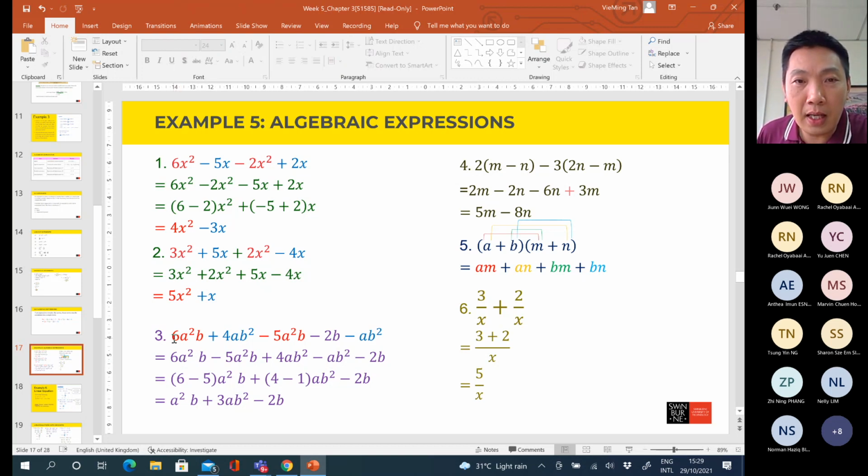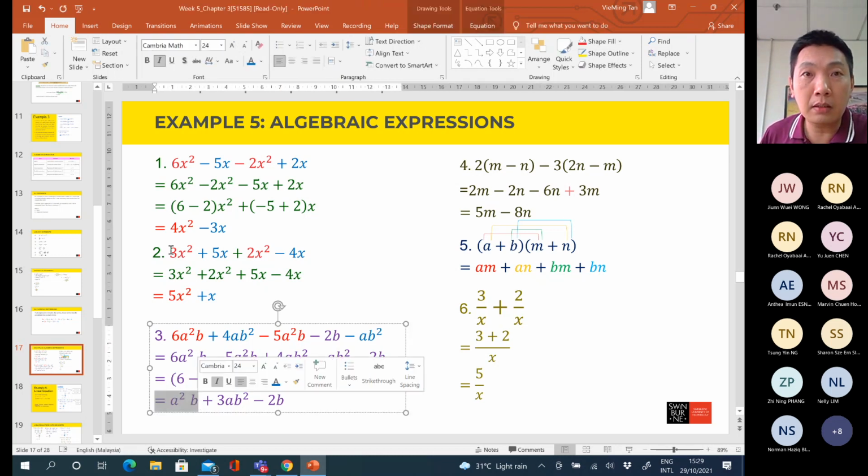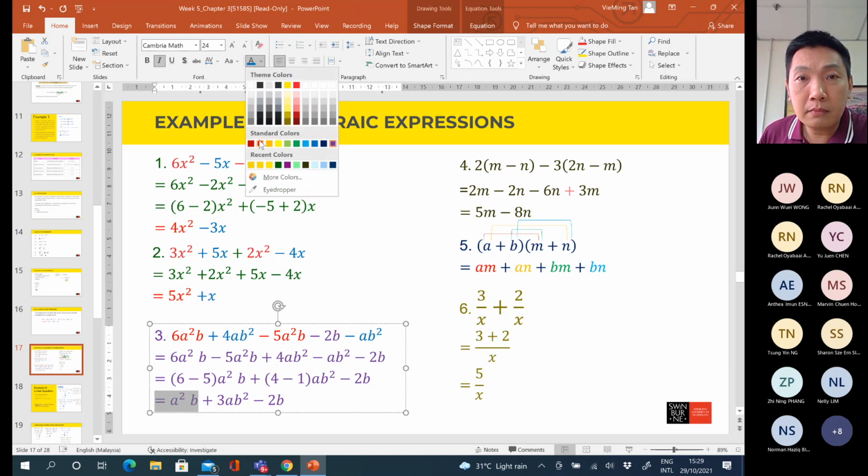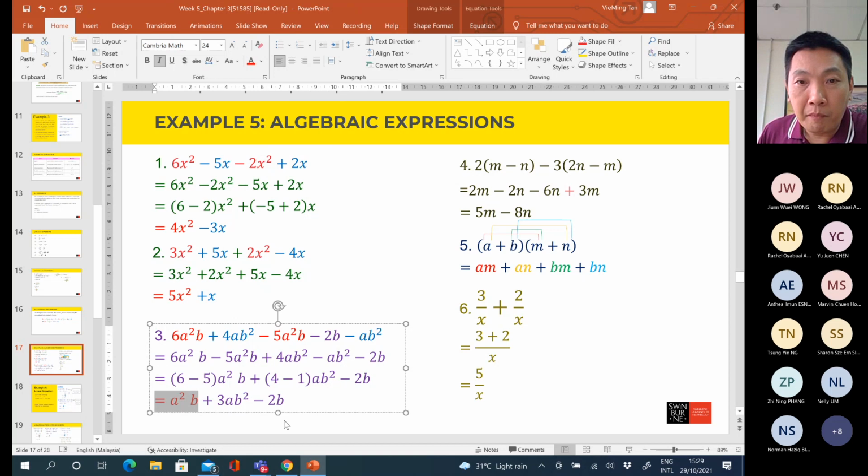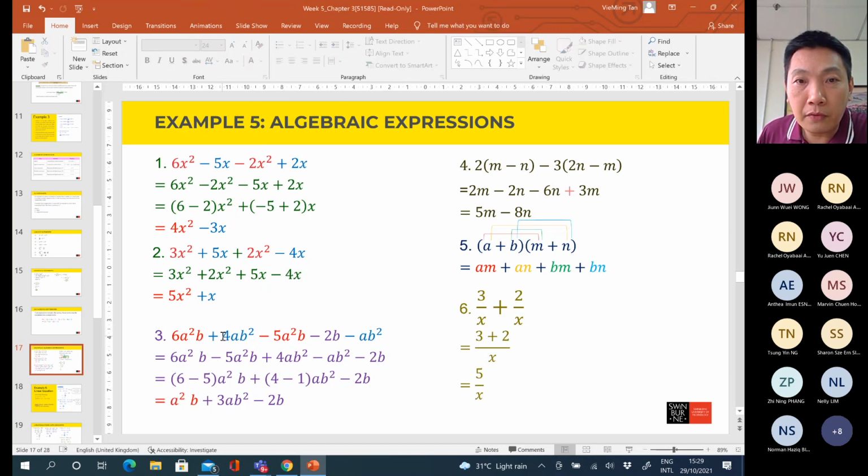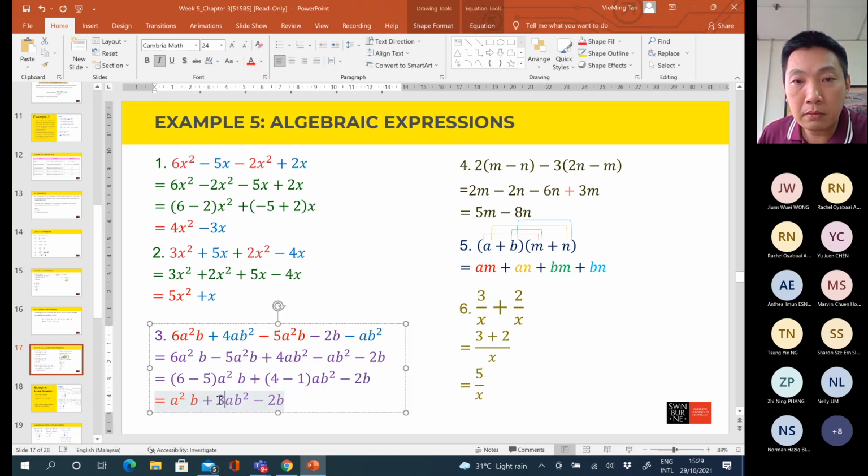Okay. So 6a^2b minus 5a^2b is equal to 1a^2b. Right? So just put 1a^2b, red color. And then, okay, blue color one. 4ab^2 minus 1ab^2 is 3ab^2. Okay, red color.